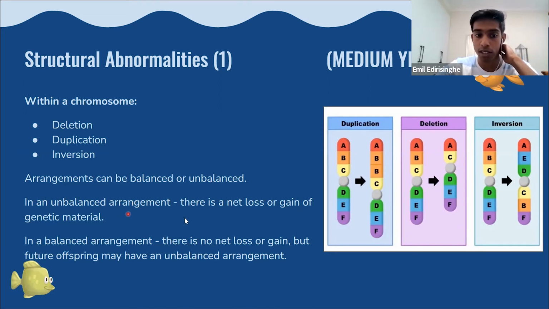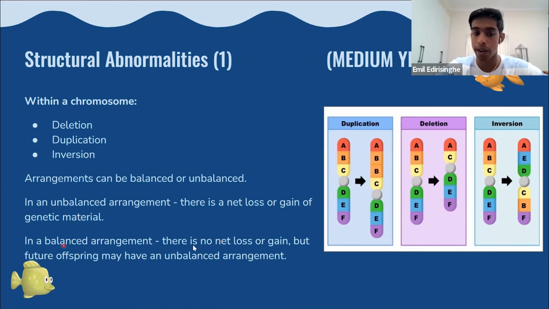And in an unbalanced arrangement, there is a net loss or gain of genetic material. So duplication here is a gain, deletion here is a loss. So these would be unbalanced, whereas inversion would usually be balanced. So in an unbalanced arrangement, there are usually fairly serious consequences for the person who might have this unbalanced arrangement.